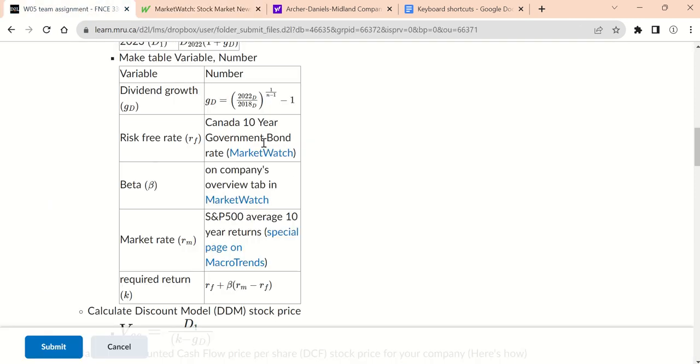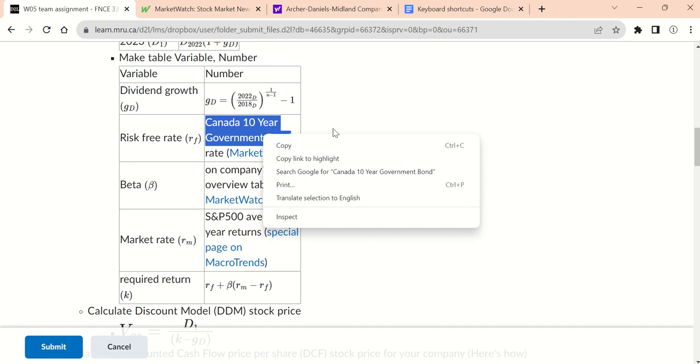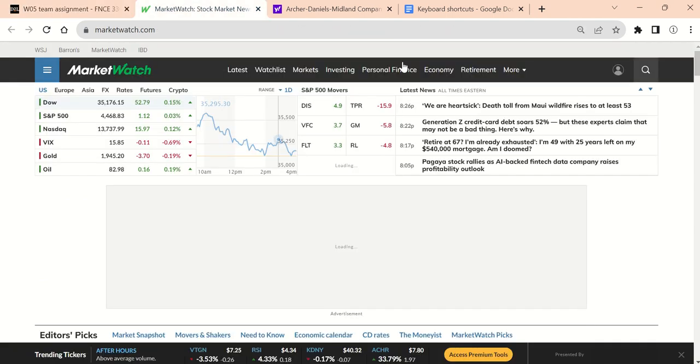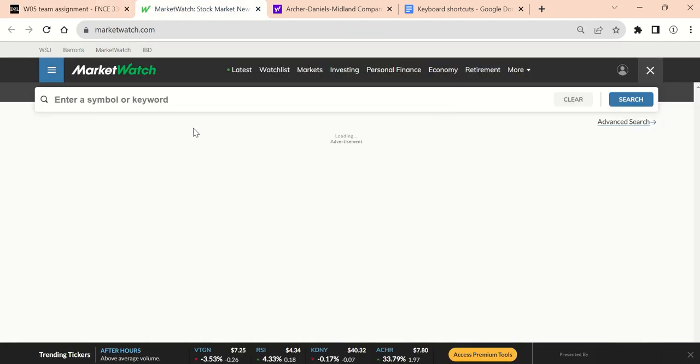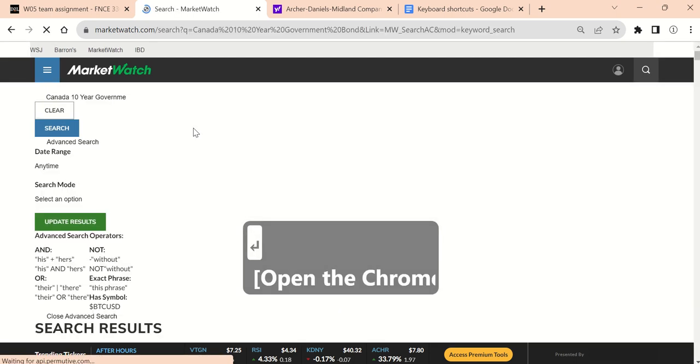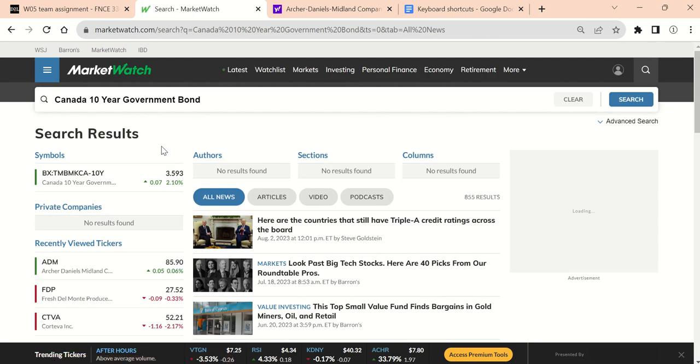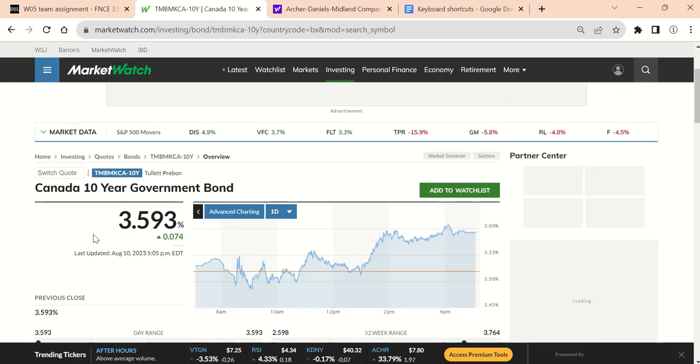I have to search for it, this Canadian 10-year government bond. And I think it's this one right here, the very first one. Yep, Canada 10-year bond. It's 3.593%. So you should get that percentage.